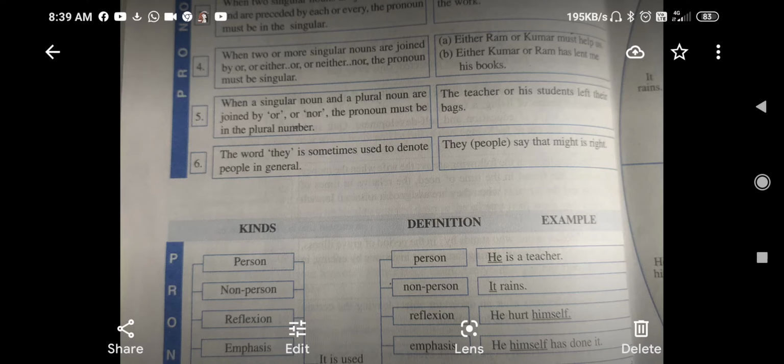Number 5, when a singular noun and a plural noun are joined by or, nor, the pronoun must be in plural number. If they are joined by or, nor, at that time we have to write the plural. For example, the teacher or his students left there. Here we have to write they, not his or her. The word they is sometimes used to denote people in general. For example, we say they say that might is right. They here means people.